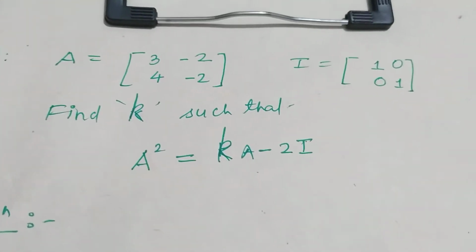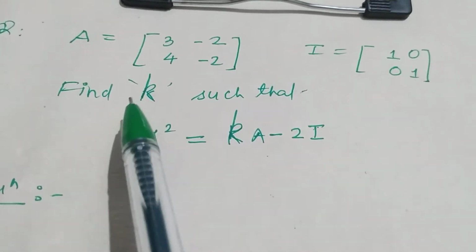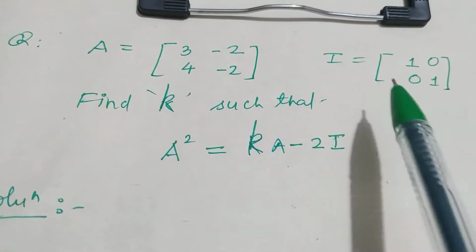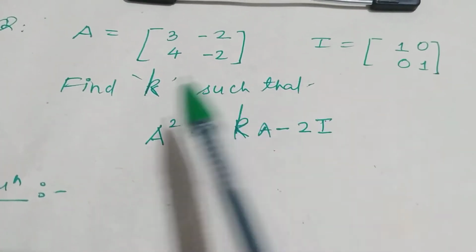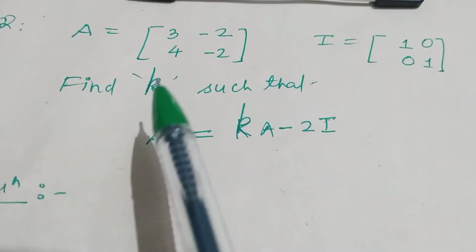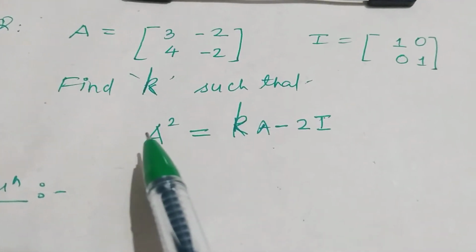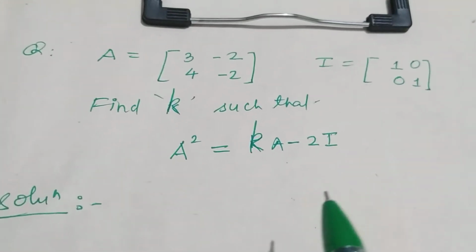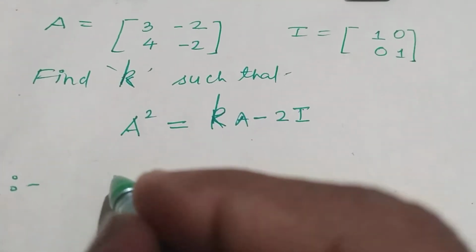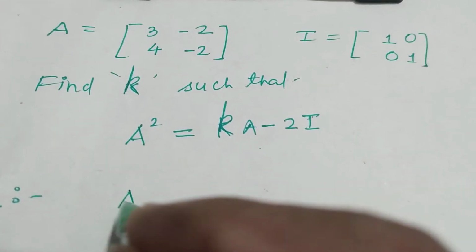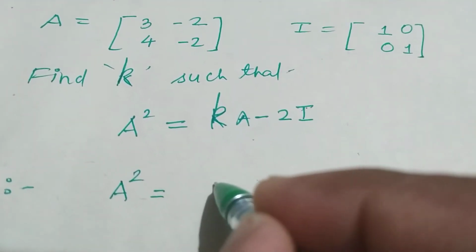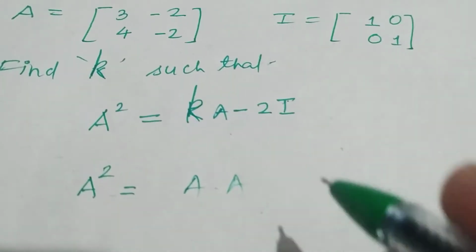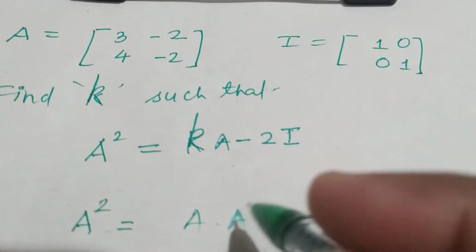So let us note down the question properly. If you have a matrix A like this and an identity matrix I, then we have to find a real number, a scalar k, such that A square is equal to k times A minus 2I. So first we have to calculate A square. How to calculate A square? We know that A square is A into A.